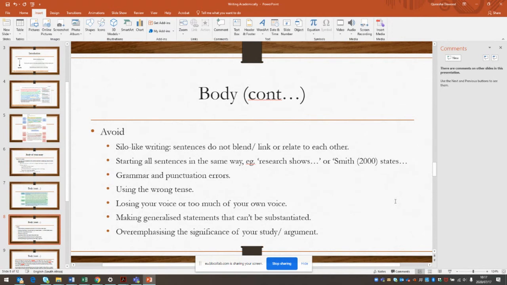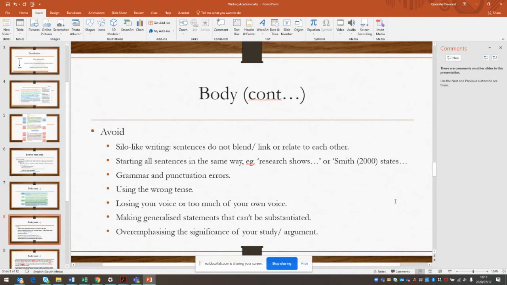Okay. Avoid grammar and punctuation errors. This shows that your work is careless. If you have errors, it shows that you haven't paid much attention. You haven't sent it for proofreading. You haven't looked at it, or you've done it in a rush. That can cost you marks, because a lot of the overall marks look at your academic writing style and cohesion.